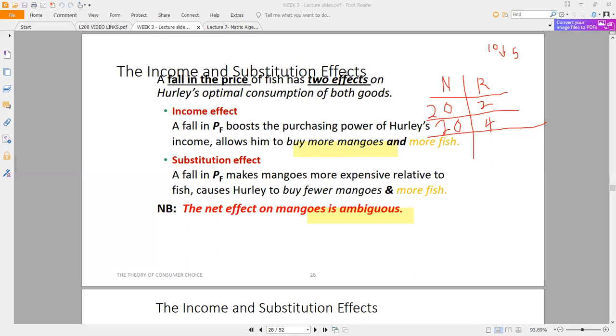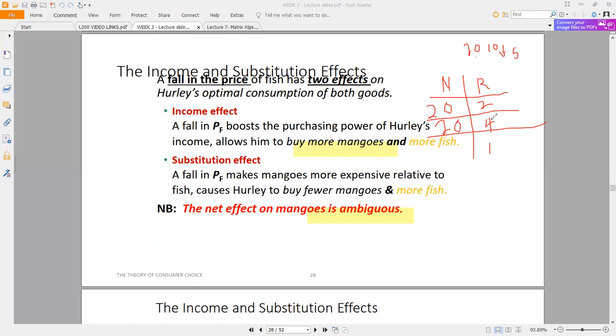But if price should rather increase to, let's say, 20, what is going to be real income? Real income will be 1. You see that there's a reduction in real income. So when price increases, there's a reduction in purchasing power.